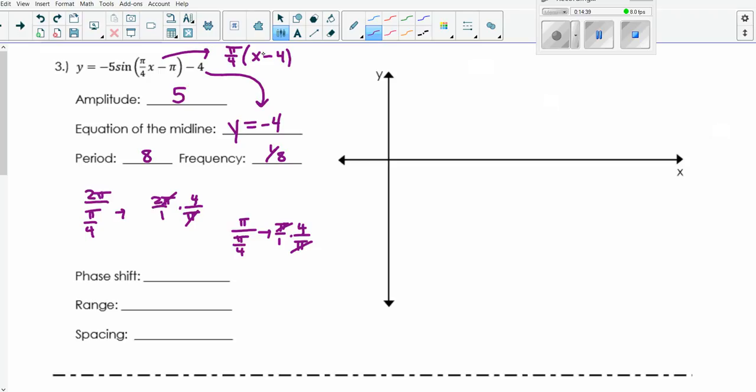So we can see now that x minus 4 means that my phase shift would be to the right 4, so not to the right pi, which is an easy mistake to make. Okay, my range I'm going to come back to. My period is 8 times 1/4. 8 divided by 4, my spacing is 2. Okay, so my spacing actually is pretty easy in this case because taking away pi's is nice, it's whole numbers, not fractions. So I need to go to the right 4, and my spacing is 2.